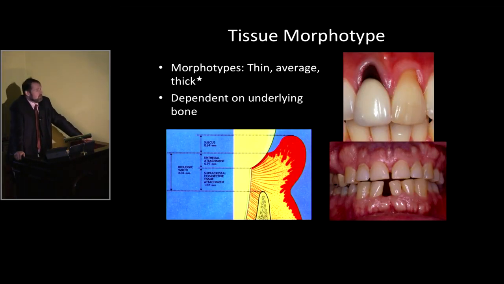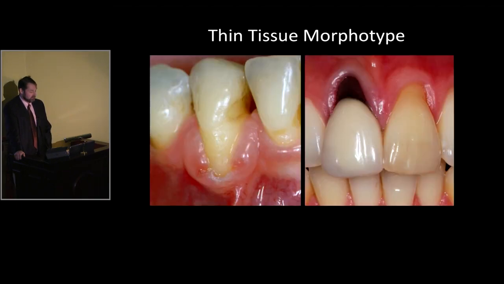Patients can be divided into thick, average, or thin tissue morphotypes, and this was described by Coyce, and it's dependent on the underlying bone. So, for example, a thin tissue morphotype here might be more prone to recession, a thicker tissue morphotype may not. In this particular case here, if the patient was to be flapped, you would find that there were dehiscences and fenestrations on the facial aspects of these teeth. A lack of underlying bone will result in a thin tissue morphotype and a patient who's much more susceptible to recession.